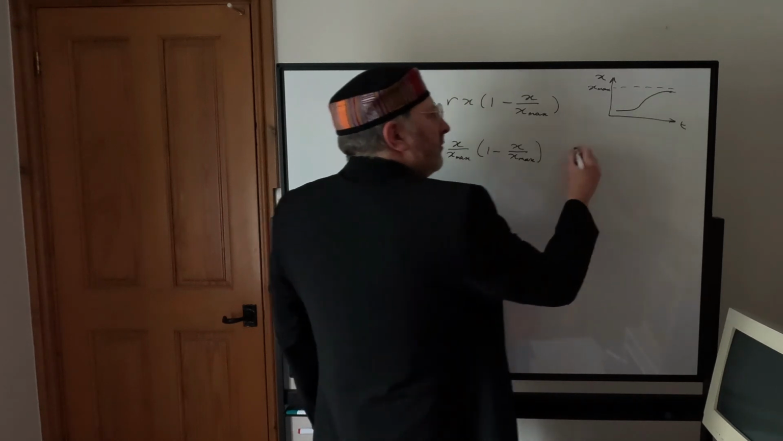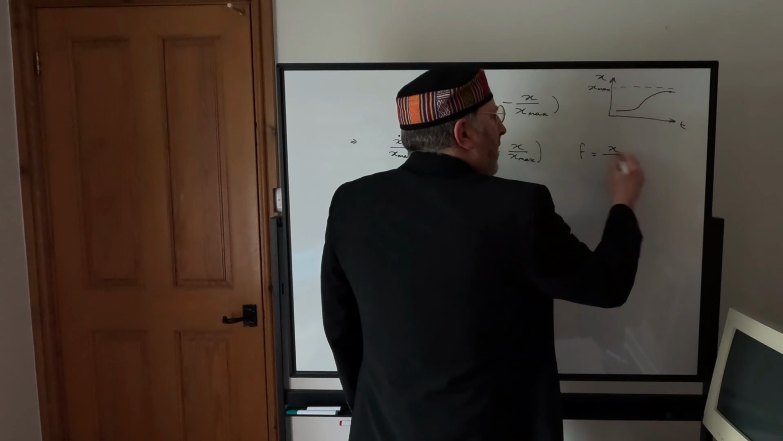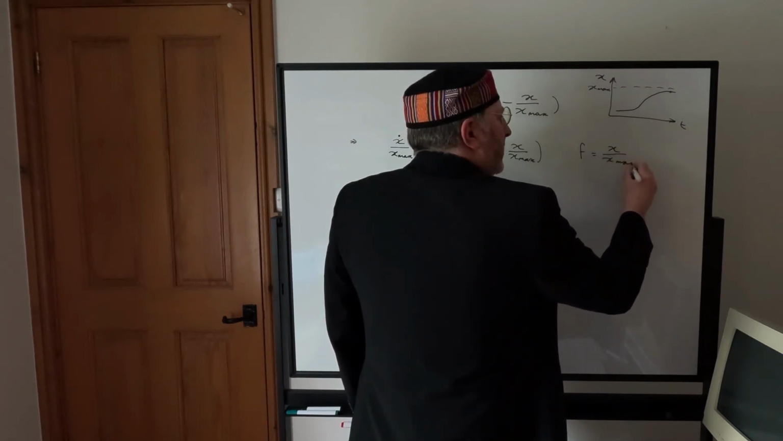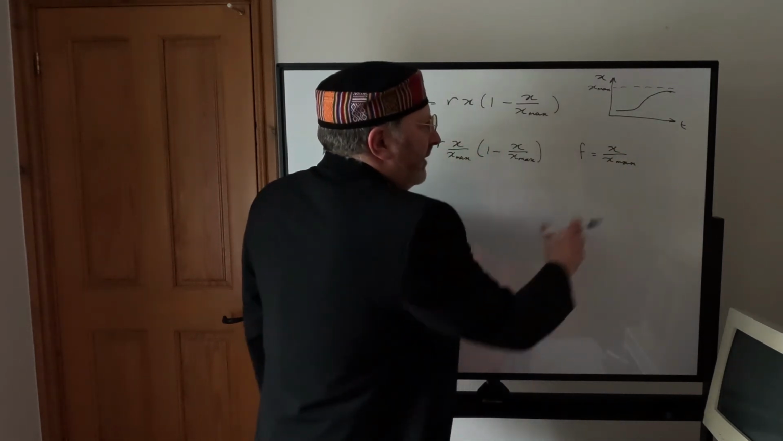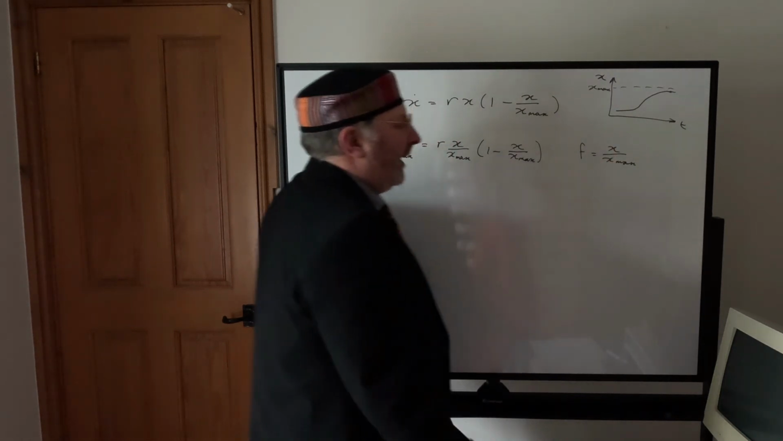So we can write this as the fraction f of the growth that has been completed, which will vary between 0 when x is 0, and 1 when x is x max.